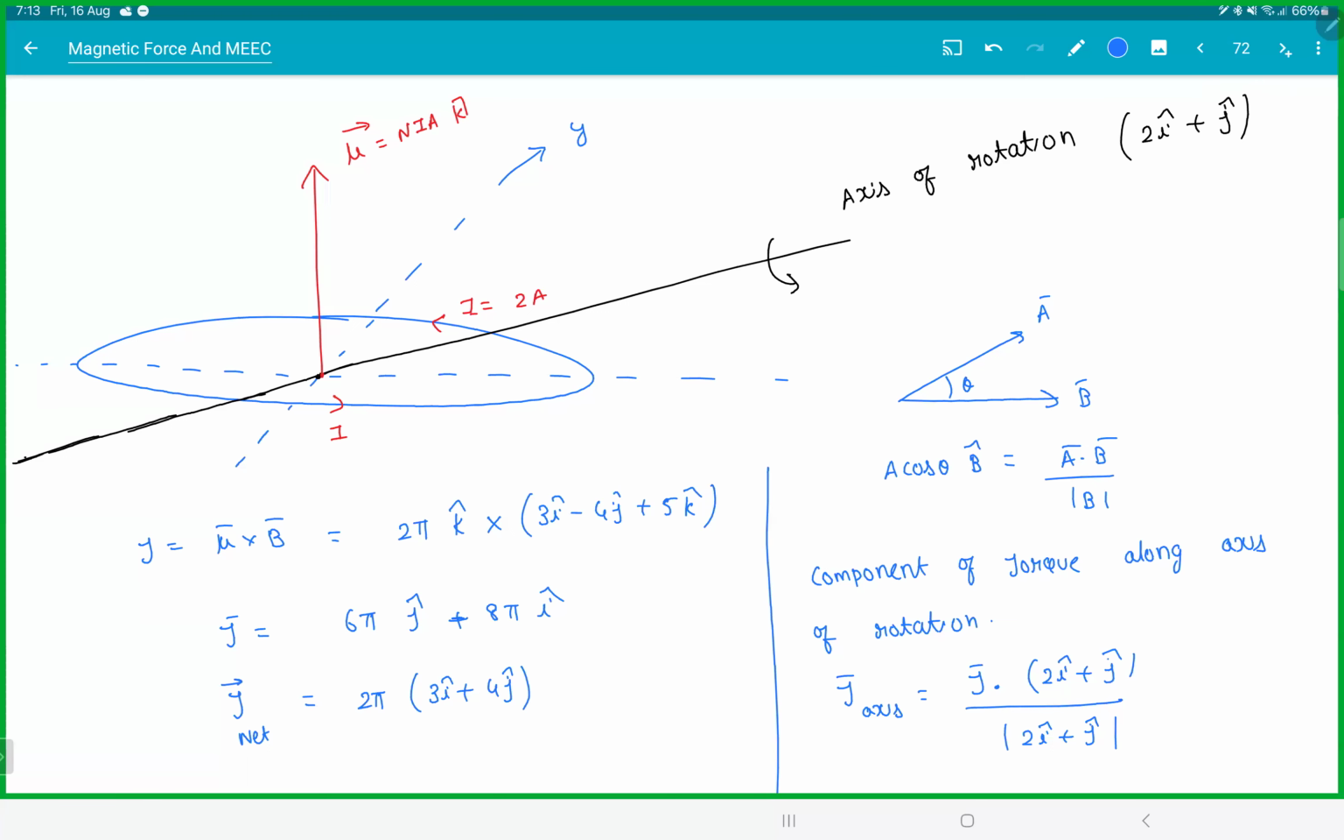You taken what? Can you come again? I've taken only magnitude for torque. Tau dot 2i dot j will be a number and divided by magnitude. Yeah, magnitude will come, and we can put B cap, right? I wrote B cap.